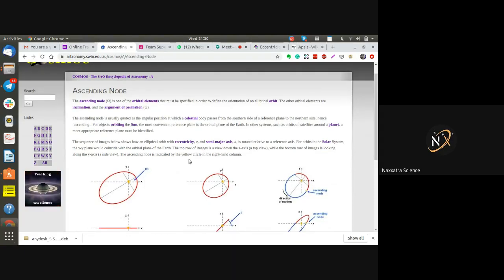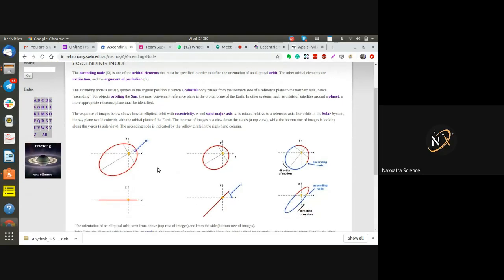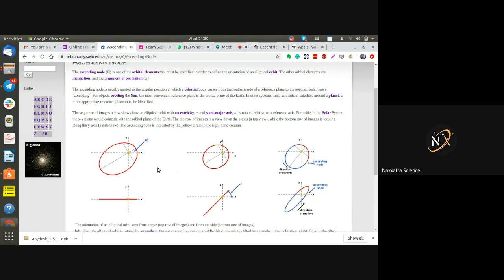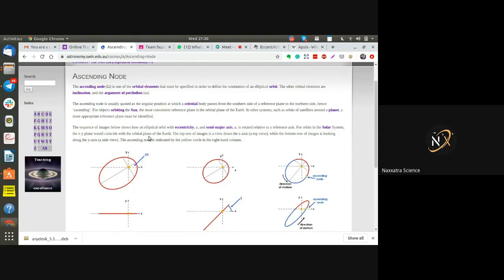So what is ascending node? If you can again visualize these in 3 dimensions, you're talking about the reference plane of the Earth-Sun system. Then you're talking about the second plane of, say, Mercury intersecting in space, right? When they intersect, there is a particular point at which the 2 ellipses meet. But there are 2 points like that, right? There's not one, there are 2 points like that. So one of them is called the ascending node. So how do we distinguish it?